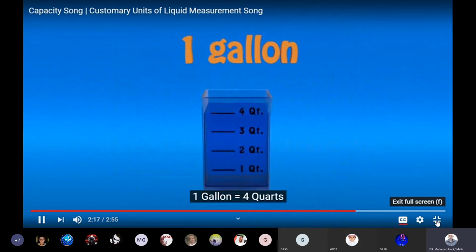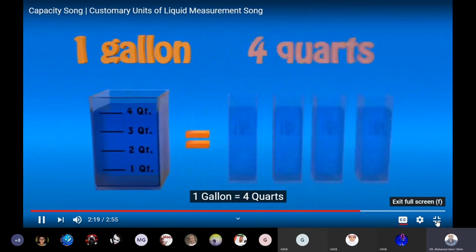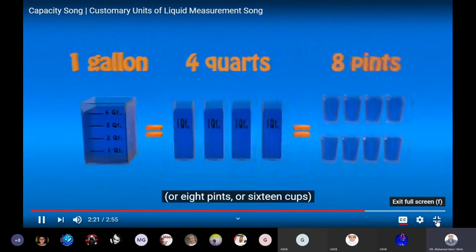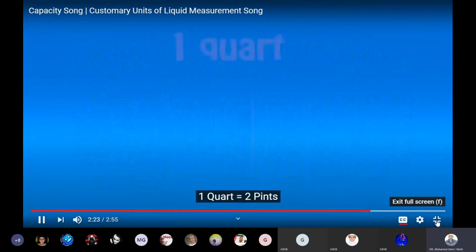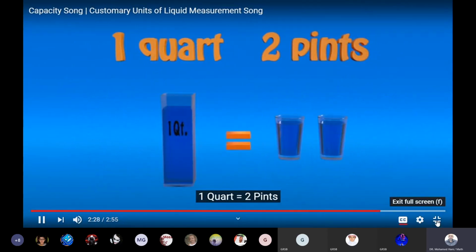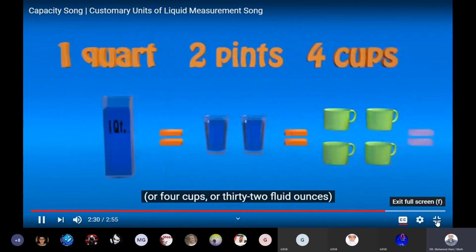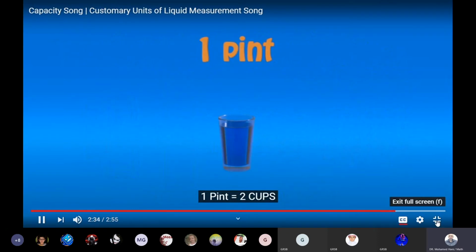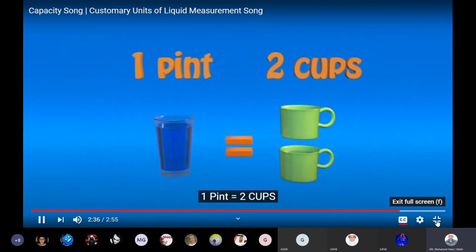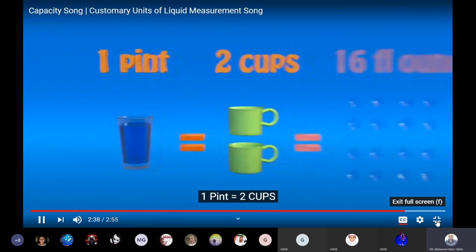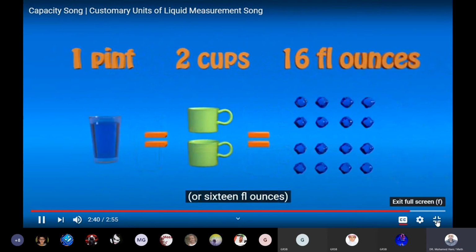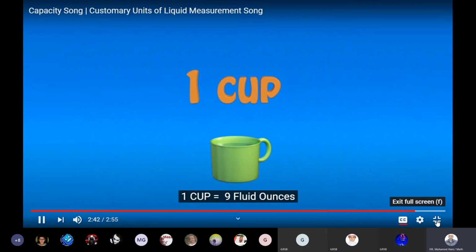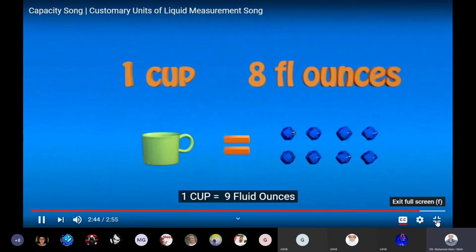1 gallon is 4 quarts. Or 8 pints or 16 cups. 1 quart is 2 pints. Or 4 cups or 32 fluid ounces. 1 pint is 2 cups. Or 16 fluid ounces. 1 cup is 8 fluid ounces.